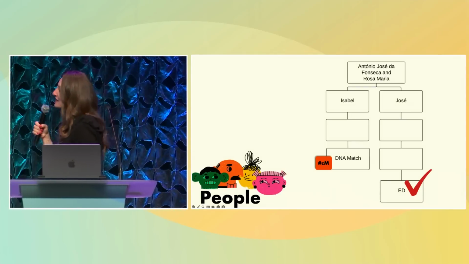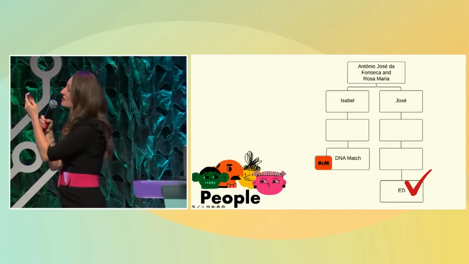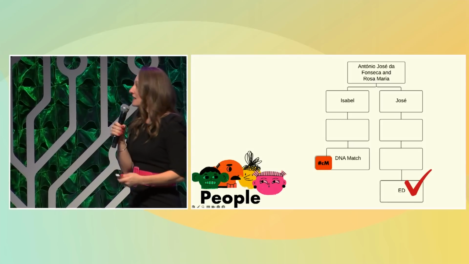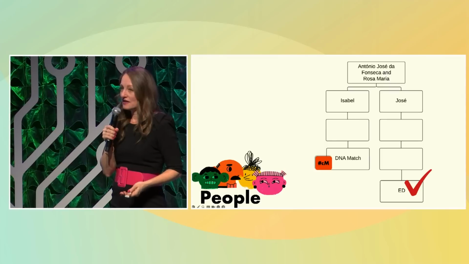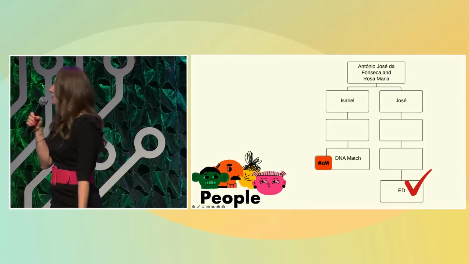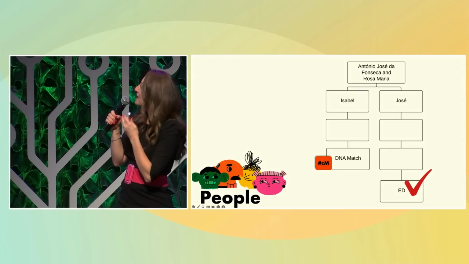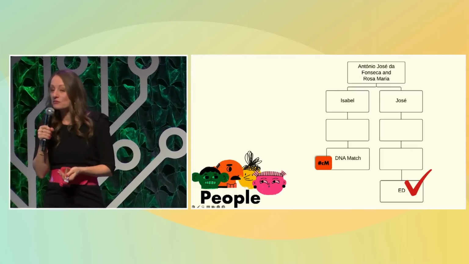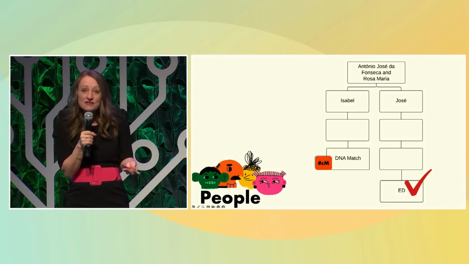So by finding a DNA match who was a descendant of this very couple that this researcher had found on a document, Ed is able to verify his connection to this couple, Antonio José de Fonseca and Rosa Maria, thus validating this family rumor that Joseph's surname was actually Fonseca.